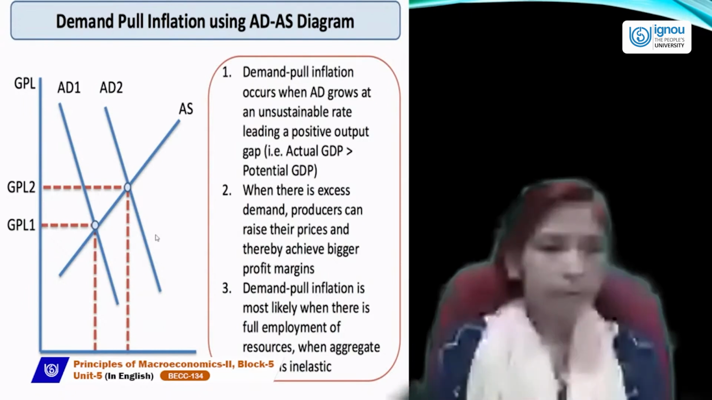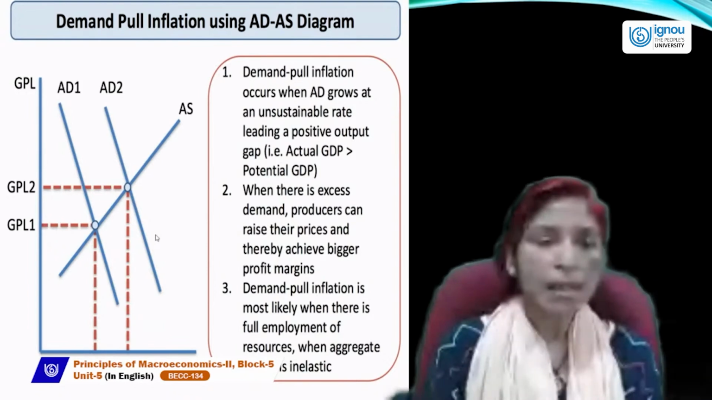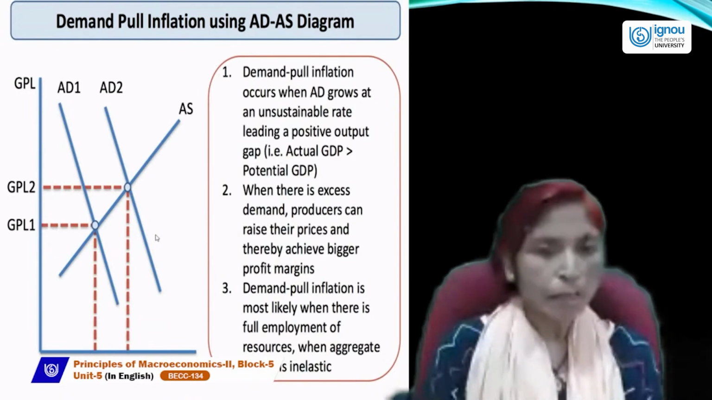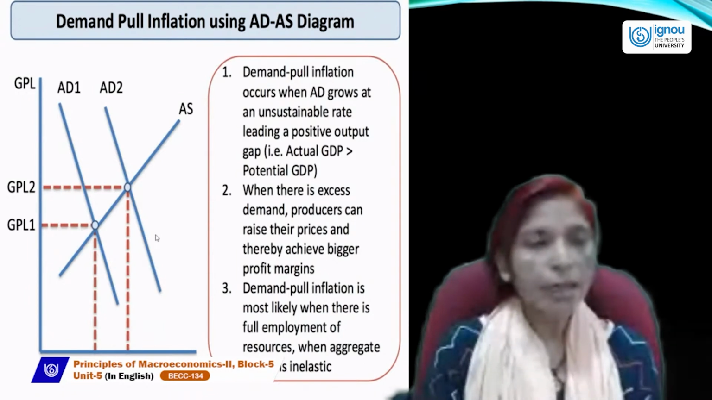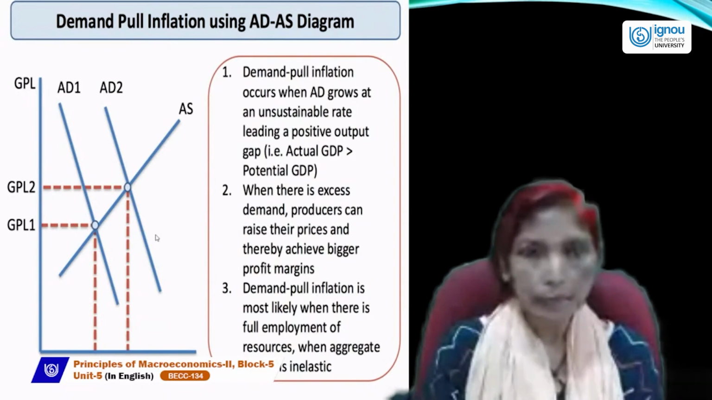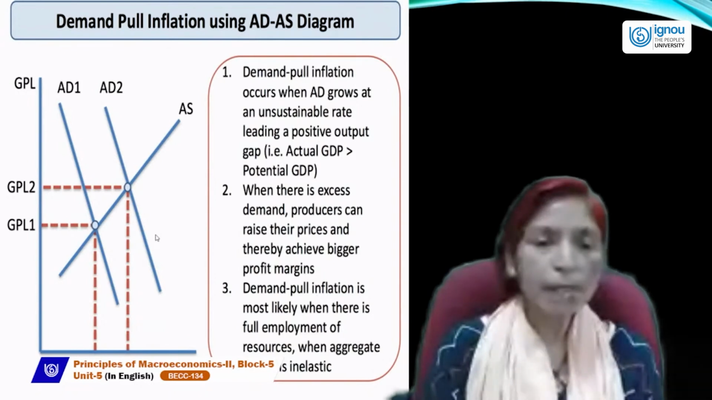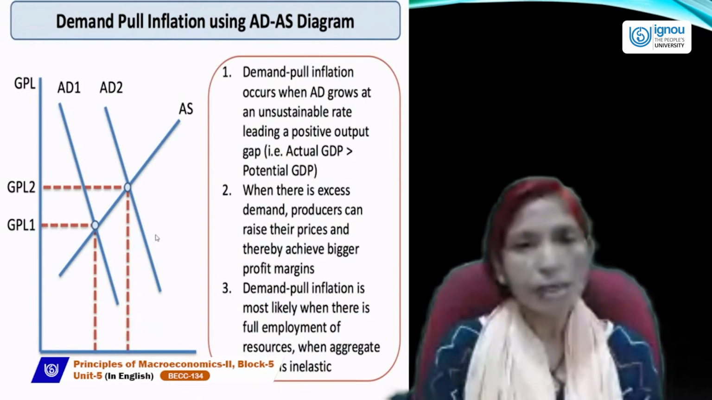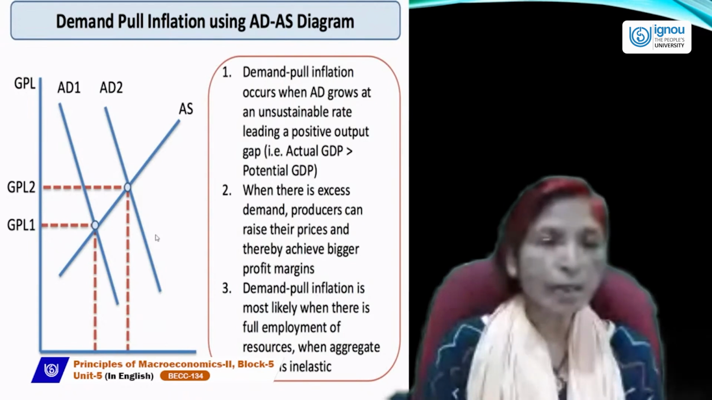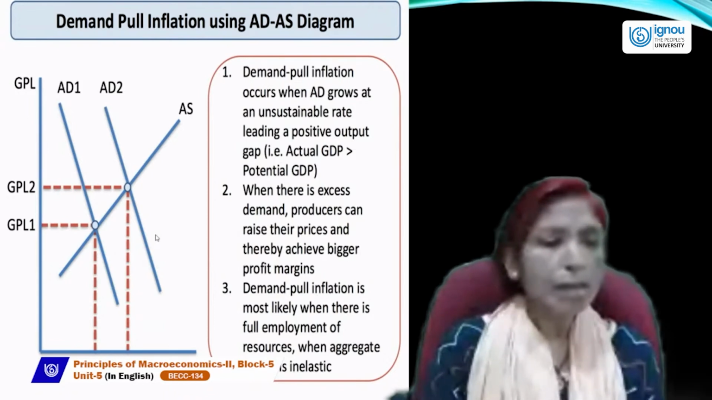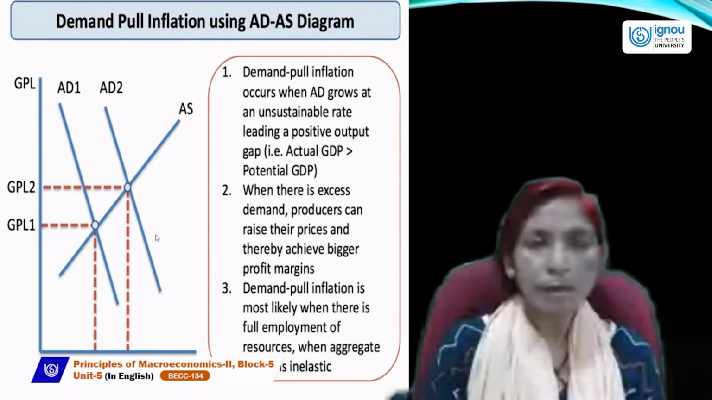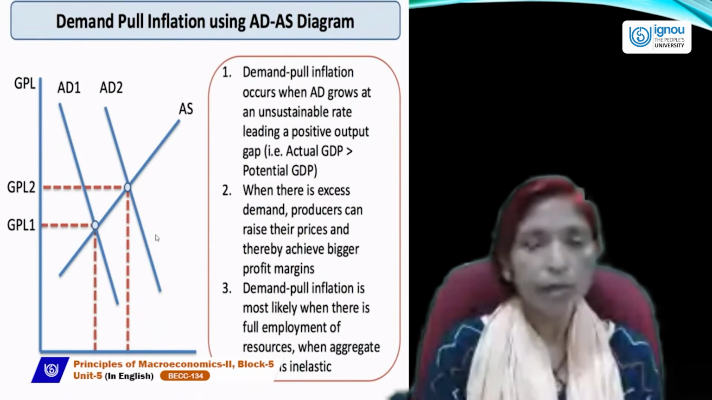In this diagram, aggregate supply is an upward sloping curve, which shows a positive and direct relationship between price and quantity supplied. The aggregate demand curve is always a downward sloping curve, which shows the inverse relationship between price and quantity demanded. Where the AD1 curve intersects the AS curve, the equilibrium point is determined. At this equilibrium point, the general price level is GPL1 and the income level is Y1.